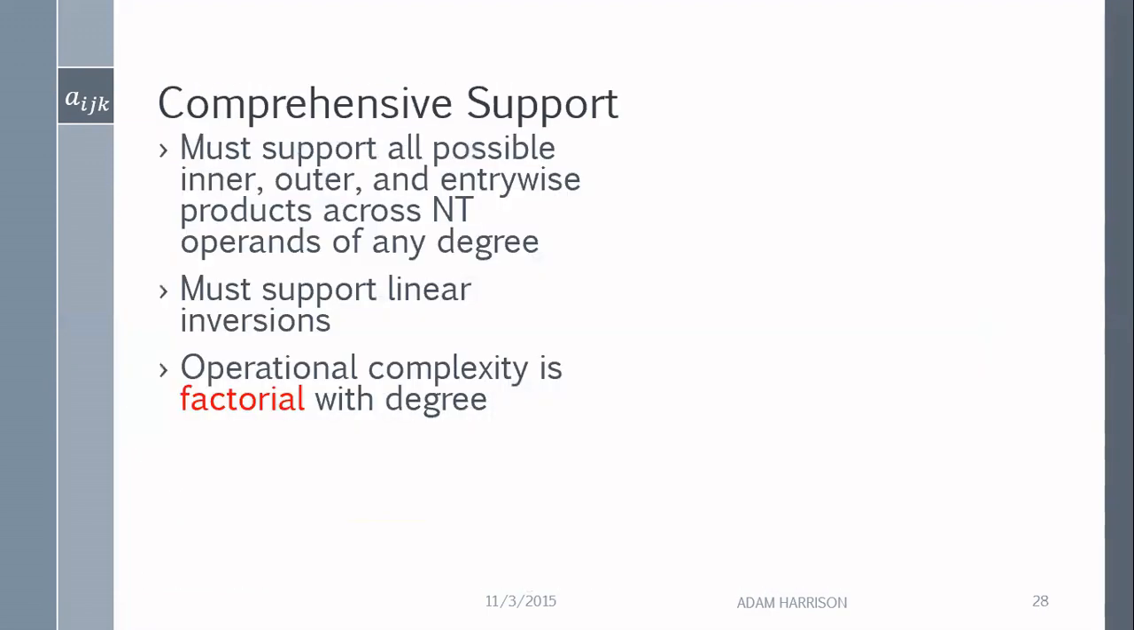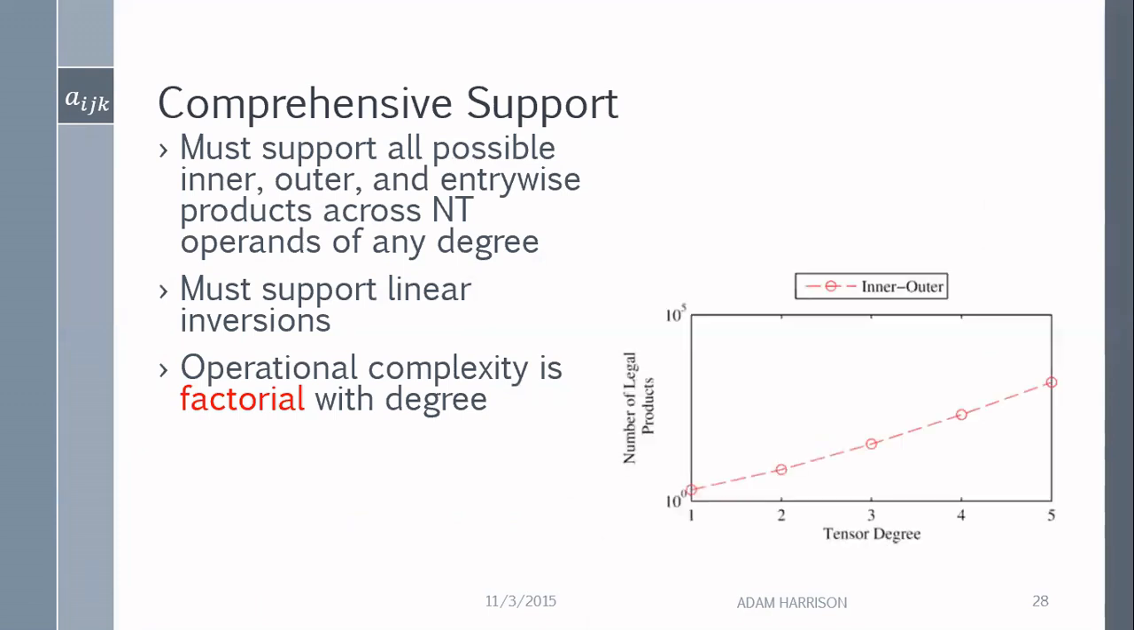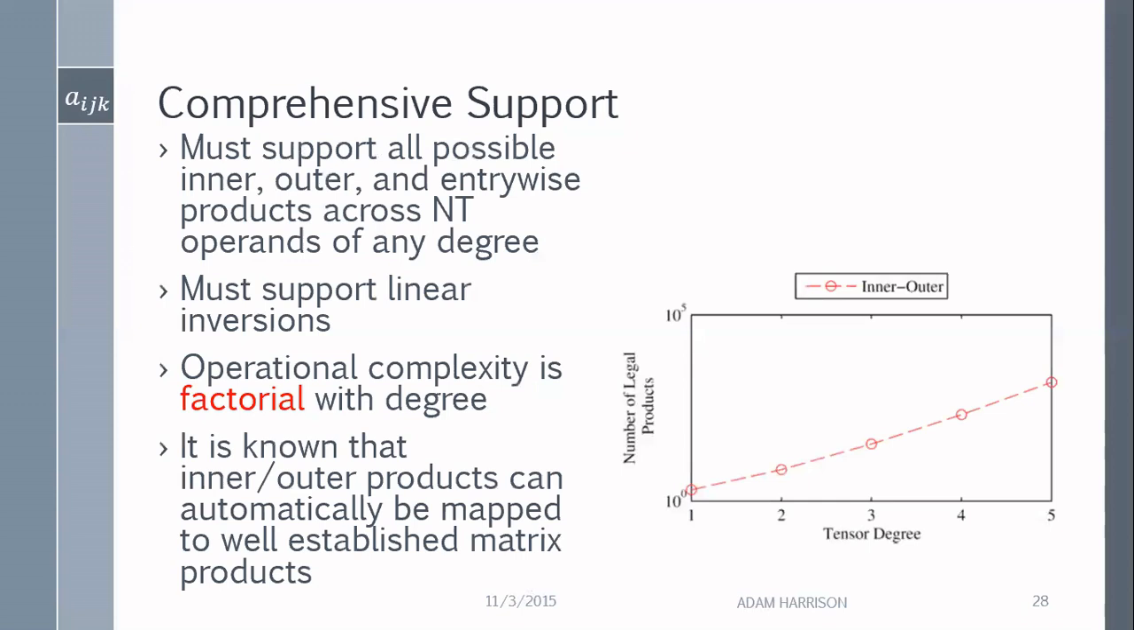So comprehensive support. We want to support all possible inner, outer, and entry-wise products across numeric tensor operands of any degree. We want to support linear inversions. And one of the challenges here is when we deal with high-degree data structures, not just matrices, which can be represented as degree 2 tensors. Depending on tensor degree, the kinds of operations that are possible, if you just talk about inner and outer products, it's already factorial. It grows very fast with the tensor degree.